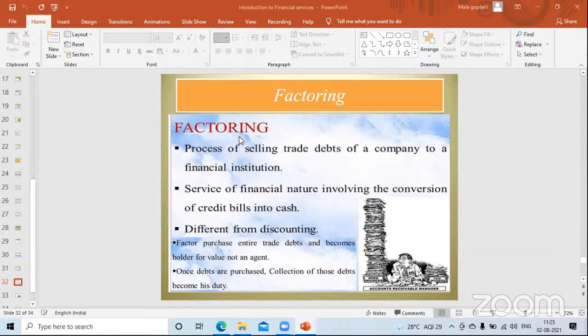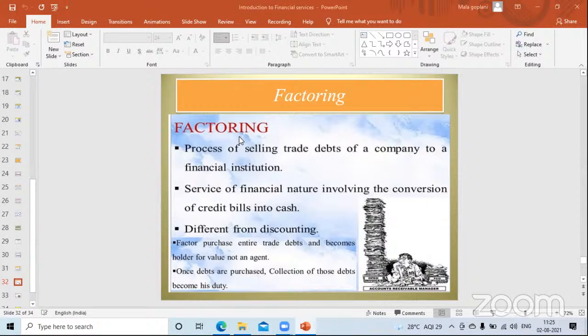If the customer is not paying on time, a factor will make sure that a penalty or delay payment charge is levied on the customer. So he will be responsible, not me, because I have so many other things to look after in the company. Therefore, I am selling all these invoices to you, and you will look after all the future payments of the companies.